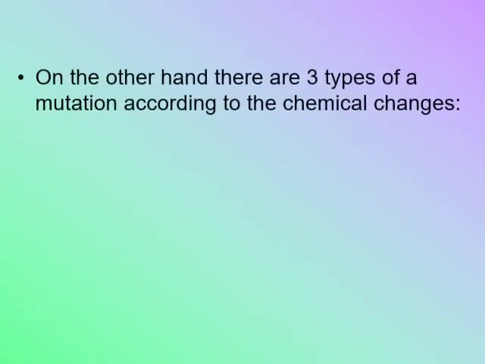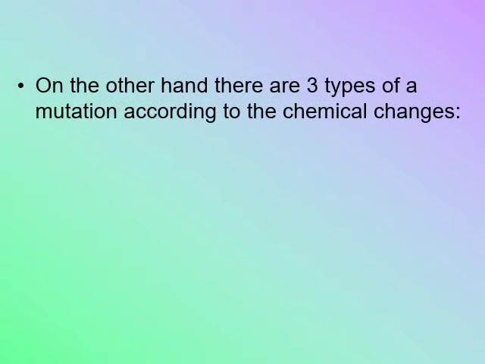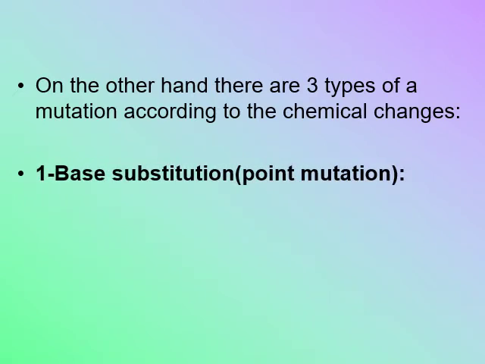According to the chemical changes, there are three types of mutations: base substitution, base deletion, and base addition. Base substitution, or point mutation, is one in which one nucleotide is replaced by another. Some point mutations arise due to spontaneous errors during DNA replication, and others are the result of damage to the DNA caused by mutagens such as radiation or chemicals.